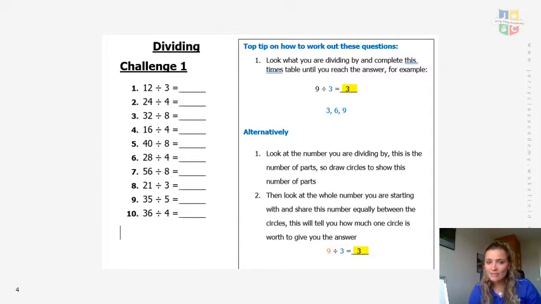Now you could challenge yourself with your own questions, however remembering that some might have a remainder, and a remainder might be how many numbers are left over at the end. So have a go at doing those, and then have a look at the video, and I'm going to go through the answers and see how you got on.